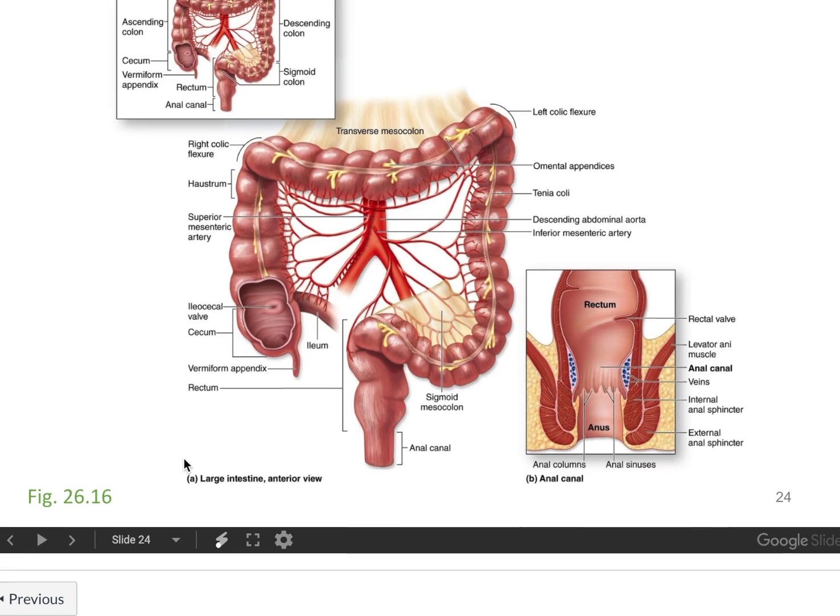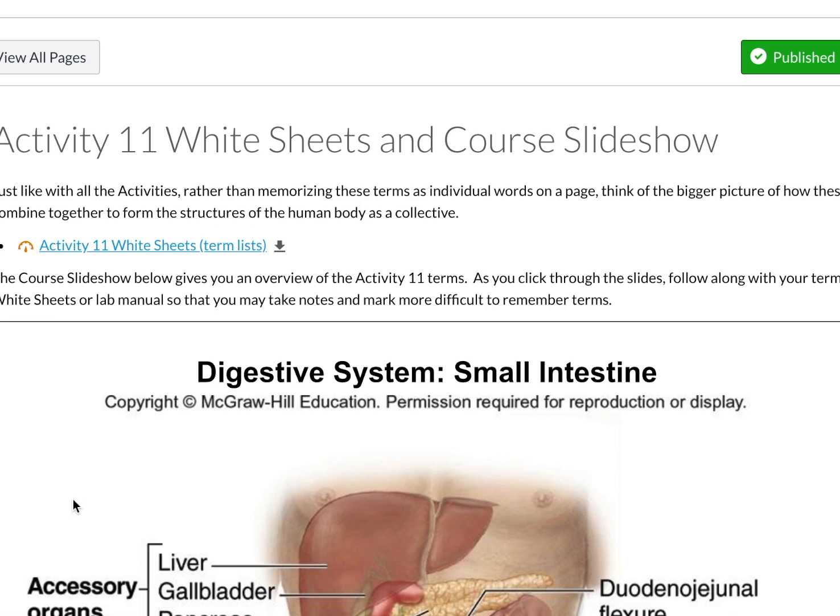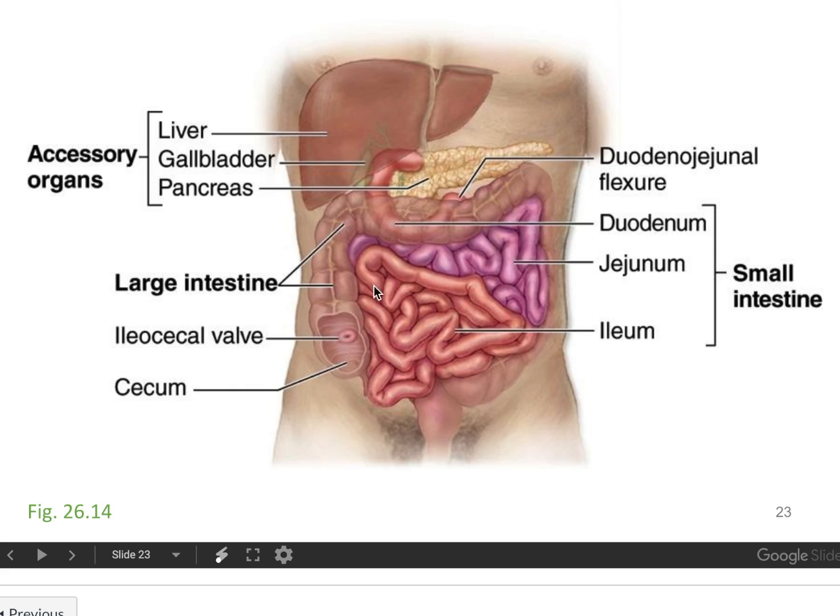So there are a couple of accessory organs that are going to dump into the duodenum. The liver is producing bile, which helps digest fats, and the pancreas is producing what's called pancreatic juice. And both the bile and the pancreatic juice need to enter into the duodenum somehow. So let's look at a little bit closer view of what that looks like.